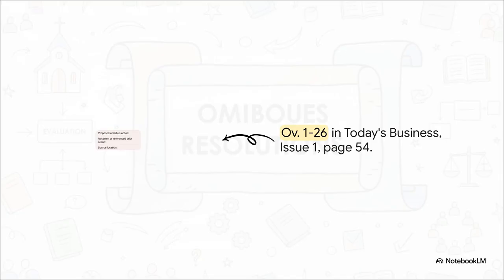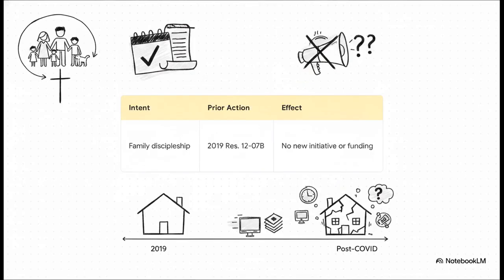right at home. The proposed omnibus action for this one points us to 2019 Resolution 12-07B. The committee judged that the overture is sufficiently covered by that prior action, so it gets swept right into Omnibus B. Let's analyze that prior action. If this stays in Omnibus B, the 2019 resolution remains the governing directive. The practical effect is that there's no new Synod-wide initiative or funding for family discipleship.